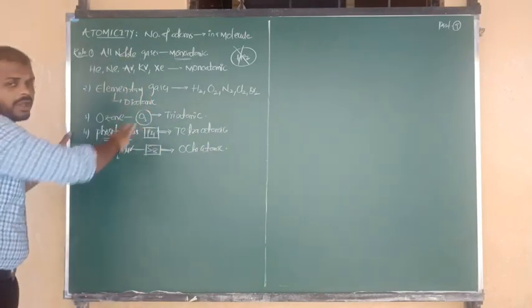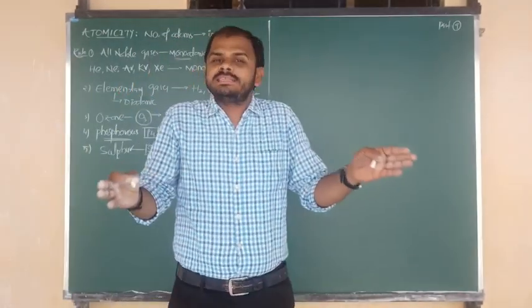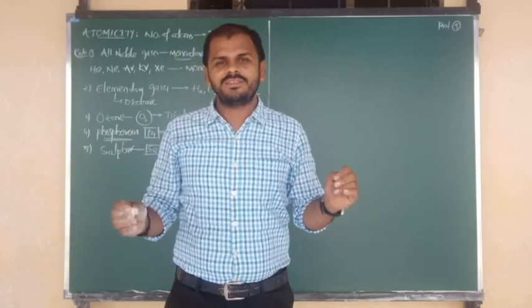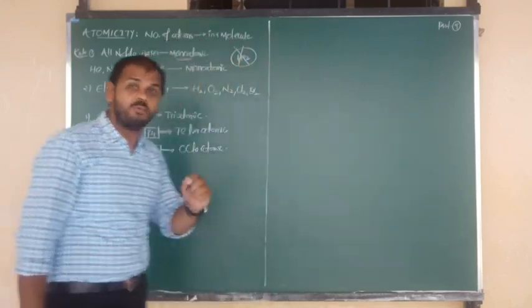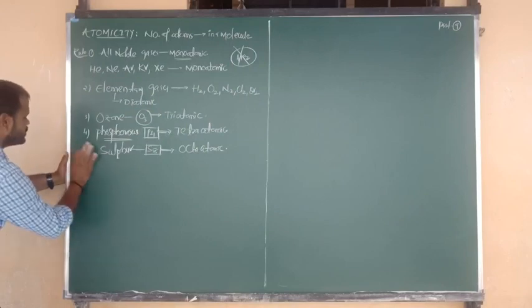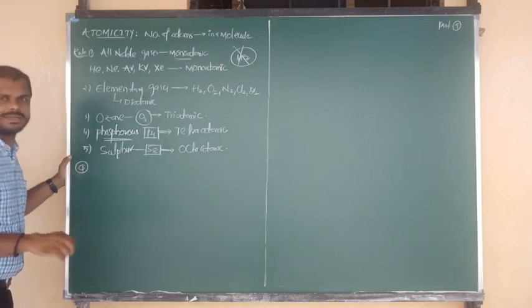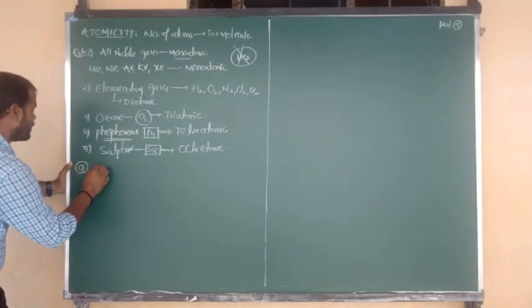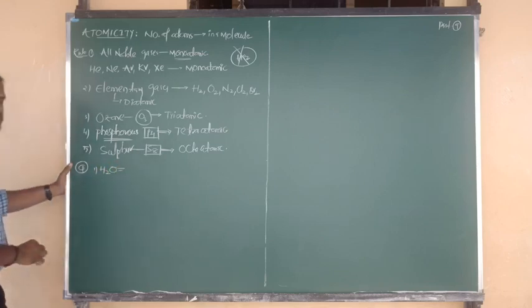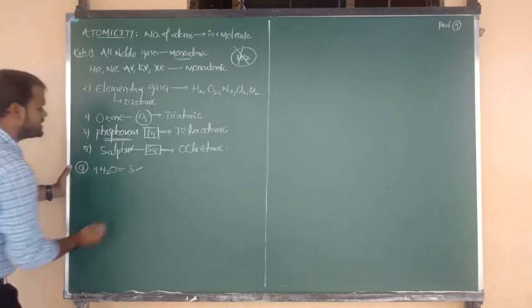So these rules we have to remember. Now I am going to give you a few more extra examples, various examples. Try to write the atomicity for them. I hope you can do that easily. Example 1: write the atomicity of the following compounds and substances. First, the water molecule: 2 hydrogens and 1 oxygen, total atomicity is 3.